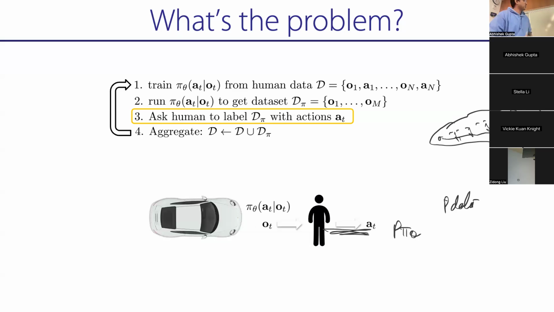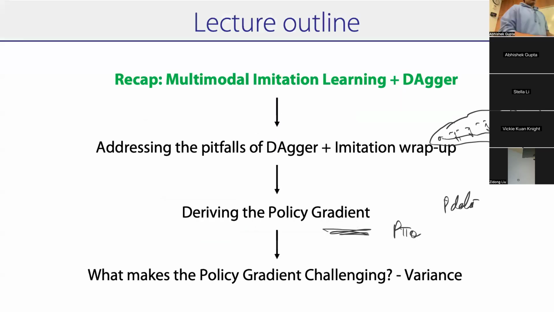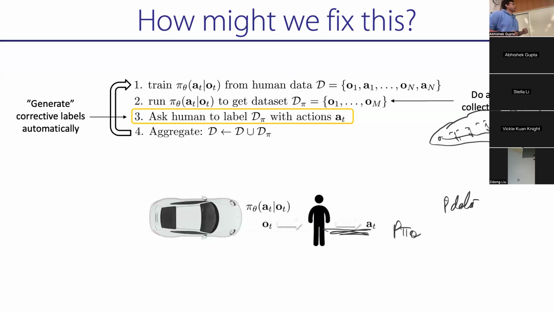Sorry. Okay, so we talked about the pitfalls of Dagger. That makes sense. We're going to try and address the pitfalls of Dagger. So we're going to talk about two things. One of the things is how do we get away without requiring data collection in the loop? How do we do it without requiring humans to be there all the time? How do we do it without requiring us to run the policy all the time in the environment? And the second is how do we get away without this burden of expensive human data collection? And so we want to make Dagger cheaper.